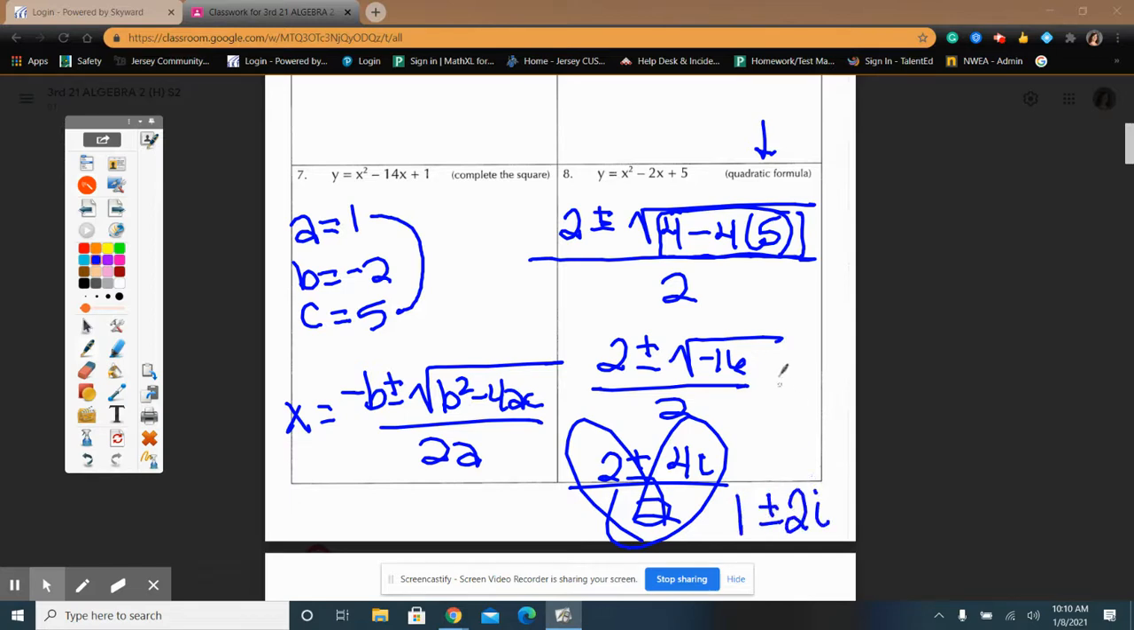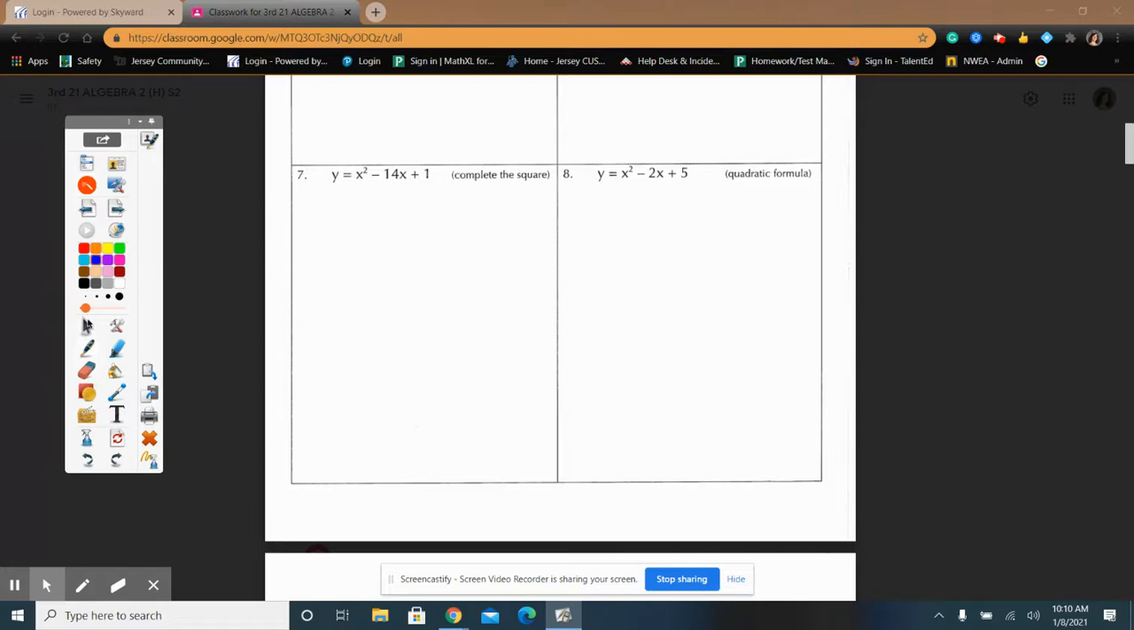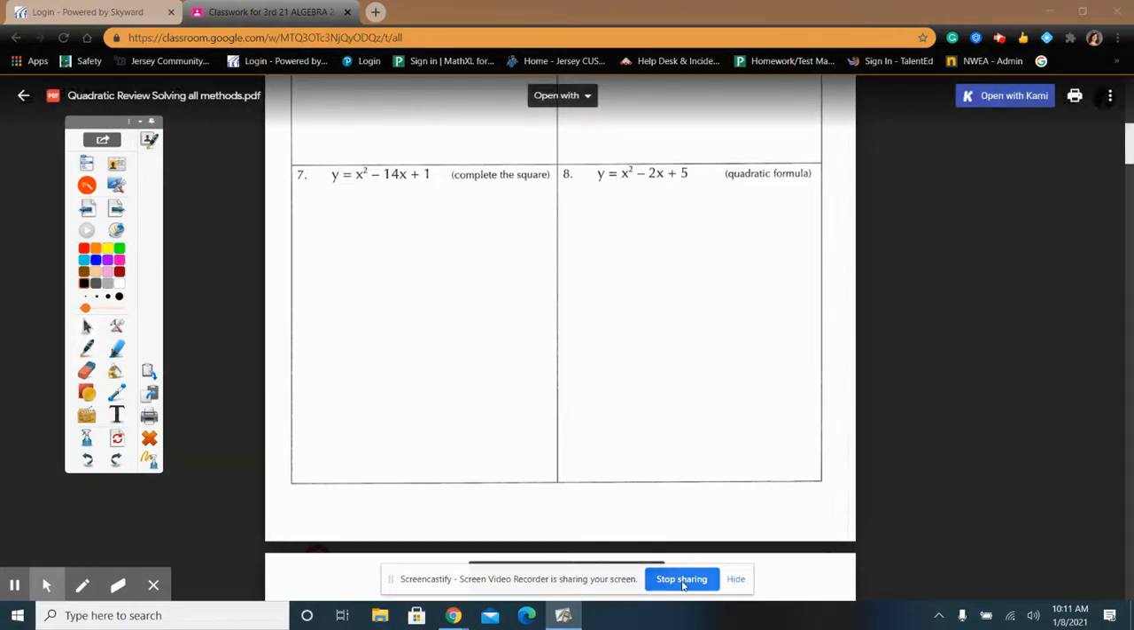So either way it works. I do think completing the square would have been a little quicker, but that's up to you, and it does say to use it there. So that's the page 2 of the quadratic packet.